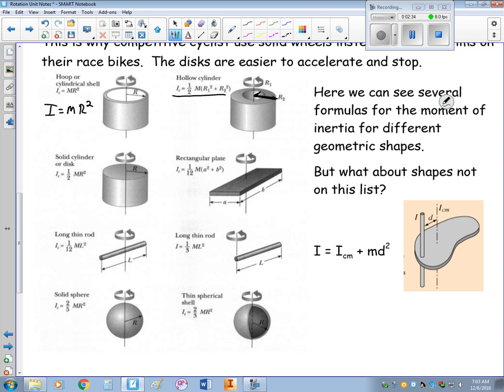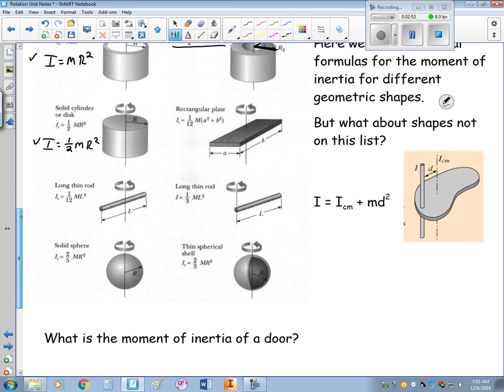And notice for a disk, the moment of inertia is 1/2 mr squared. So just looking at the disk and the ring, we see that the disk has half the moment of inertia as a ring does. And we have all kinds of other geometry that we can take a look at.